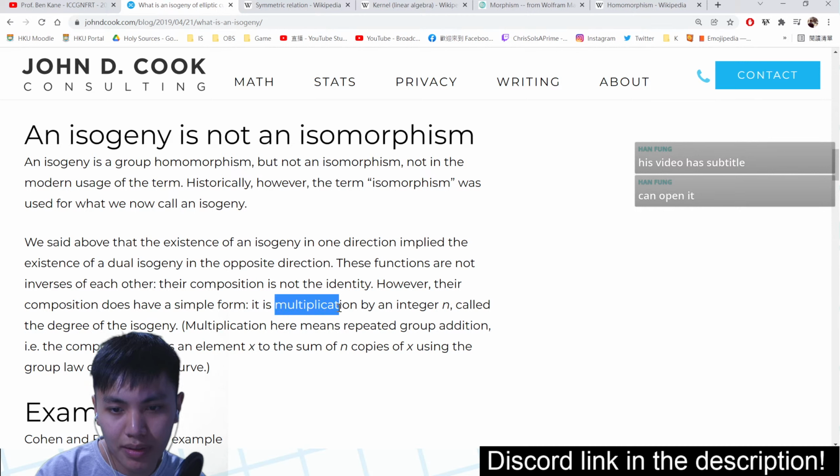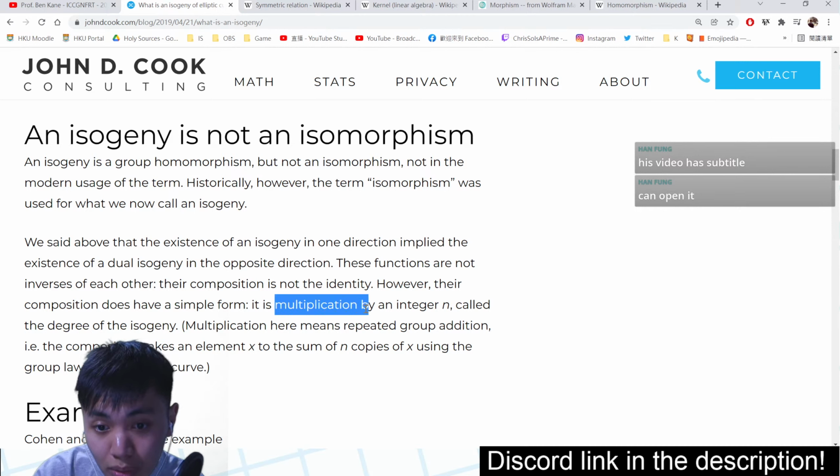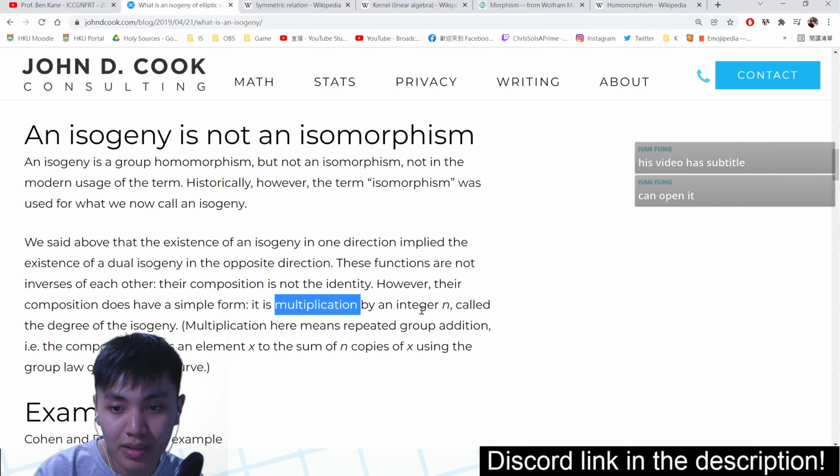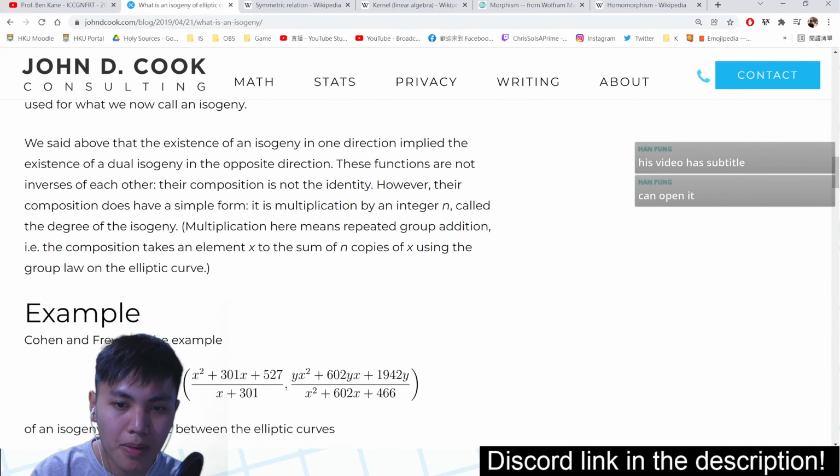It is multiplication by an integer n, called the degree of the isogeny. Multiplication here means repeated group addition, i.e. the composition takes an element x to the sum of n copies of x using the group law of the elliptic curve. Don't understand.